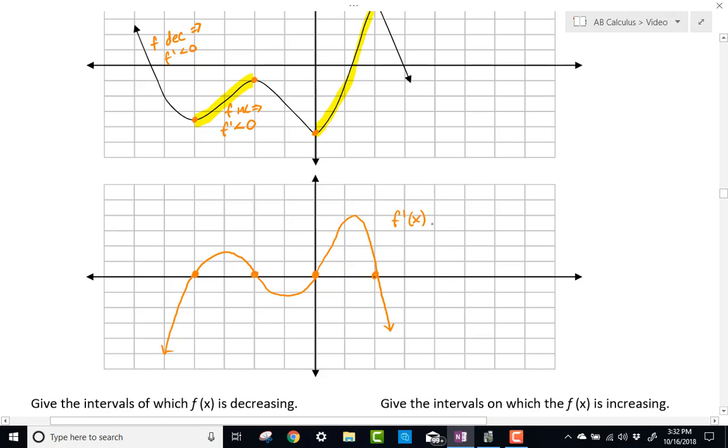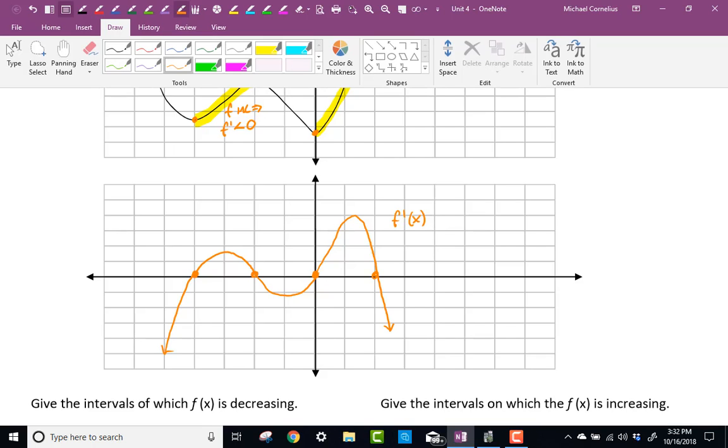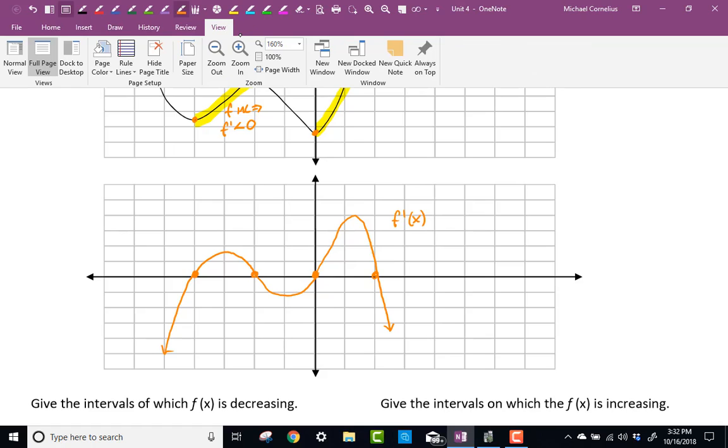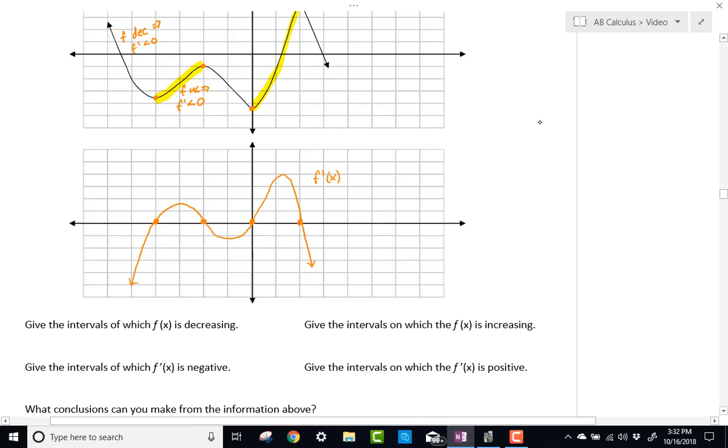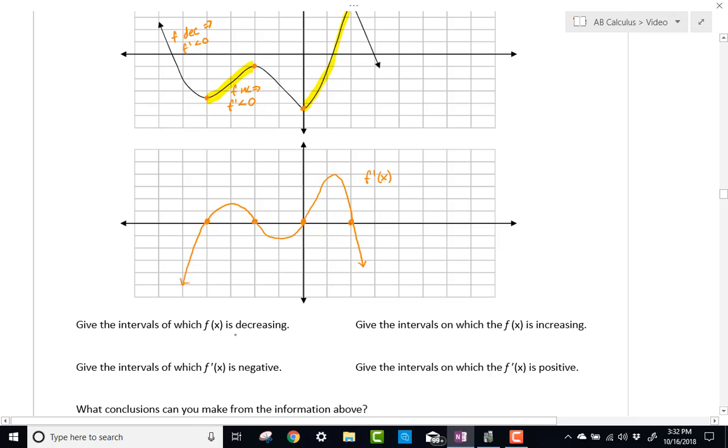So, again, talking about the two graphs together here now, we want to look at all of these questions. And so we've answered these questions before in different scenarios here. So we're going to zoom out a little bit so we can see the questions as well as the graphs. It says, give the intervals on which f of x is decreasing. Okay, so that's everything that I didn't highlight up there. So that would be -infinity all the way up to -4. So -infinity to -4. And we had -2 to 0.